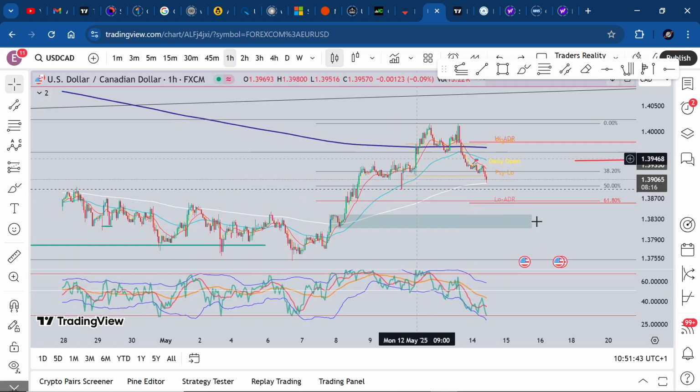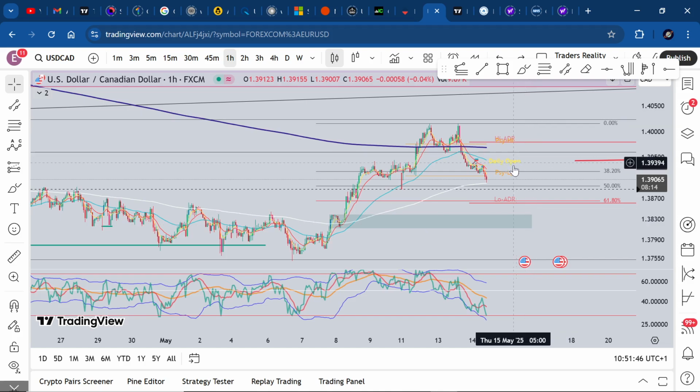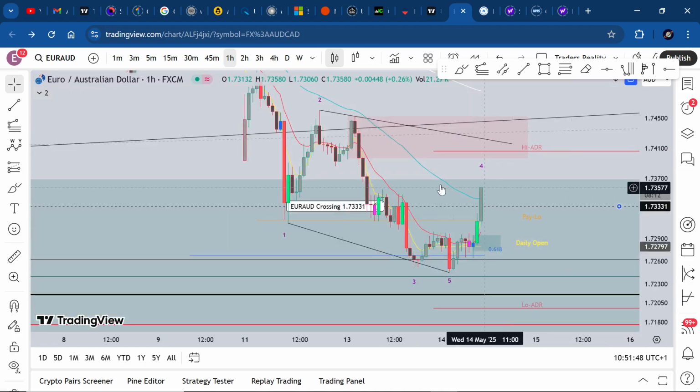So USD CAD, looking at this area for buys, same thing, looking for continuation buys. See, it looks like we're just ripping through that 50 EMA. Continuation buys on Euro AUD.